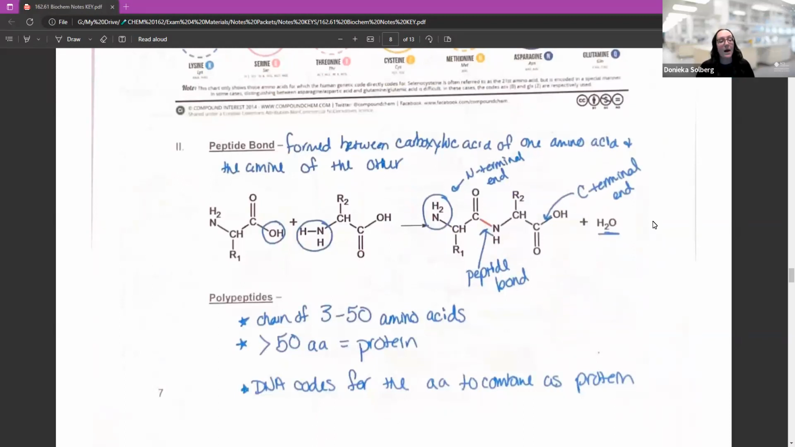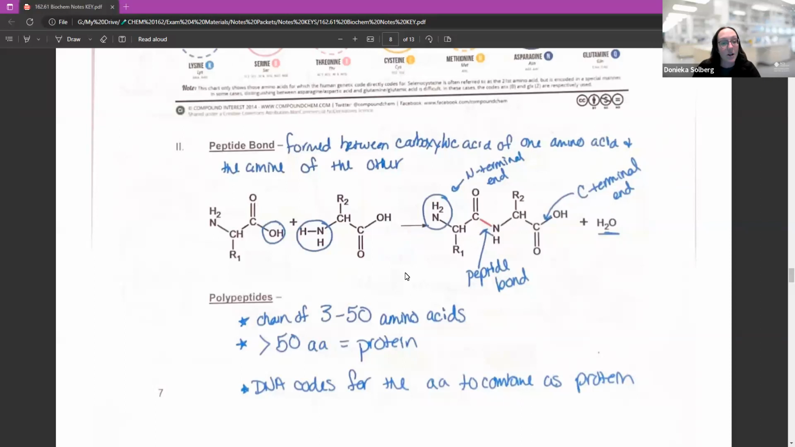We form what is called a peptide bond, formed between the carboxylic acid of one amino acid and the amine of the other. So I have an amino acid right here with an R group, whatever it may be. This is my chiral carbon. I have my carboxylic acid end over here. And then this is my second amino acid. I've got my amine group here. Now, when you have a carboxylic acid bonding with an amine, we make an amide bond. We take out a water and now we have a C double bonded to an O, to an N, to the rest of the molecule.